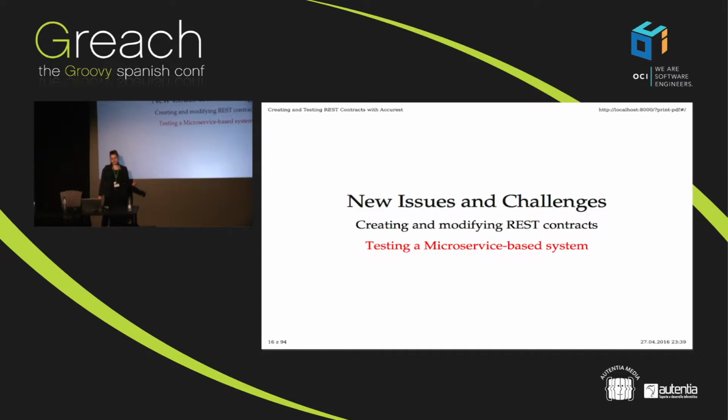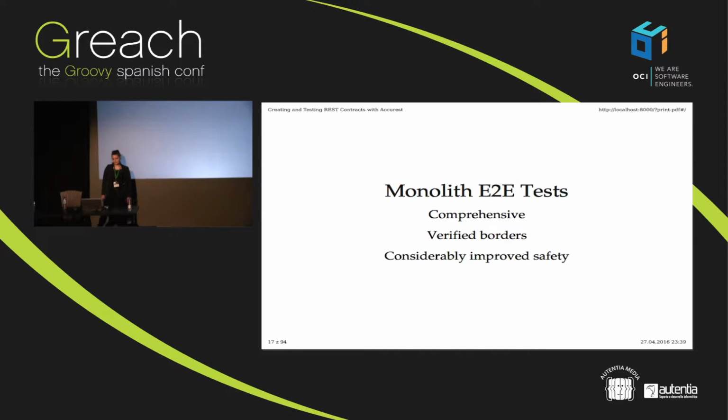We didn't have this kind of experience. So at that time, I was part of the QA team, and we had monolith end-to-end tests that were running against a fully deployed system with all the collaborators running and communicating, and they were very comprehensive. They verified what happened at the borders and that the communication was fine. So they considerably improved the safety.